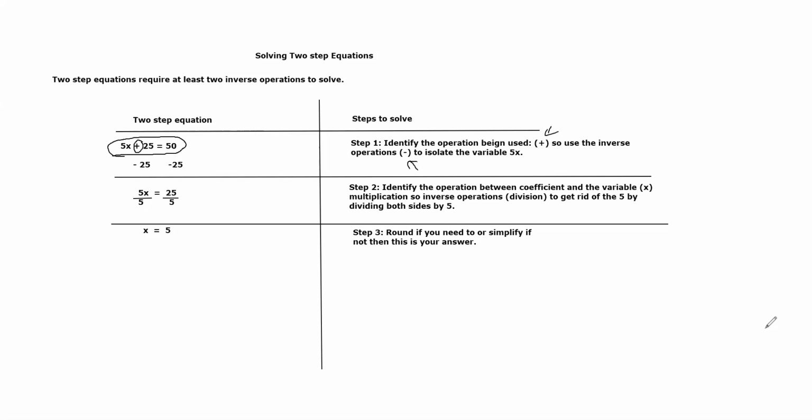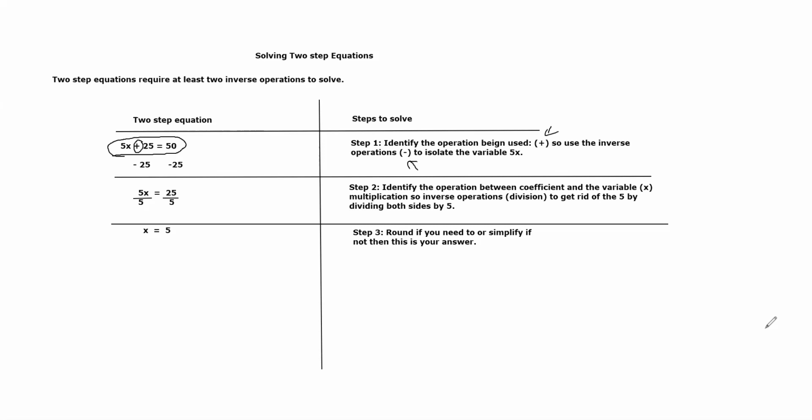Now, if that variable looks different, it's because it is. In the previous problem, I just had a regular x. This time I have a 5x. We're going to deal with that later. But for now, just treat it as if it's one single thing, right? Right now, we're just dealing with the inverse operations to get rid of the 25. Because remember, we want the x to be by itself, and that 25 is in the way right now. So we need to subtract 25 from both sides.